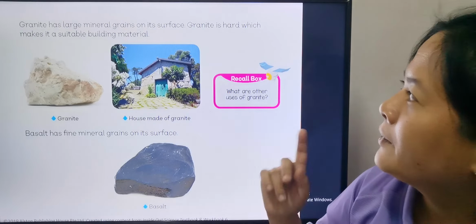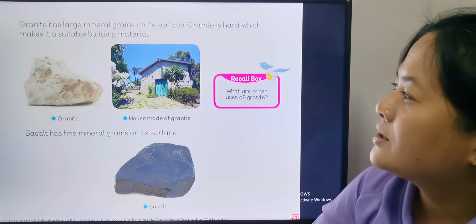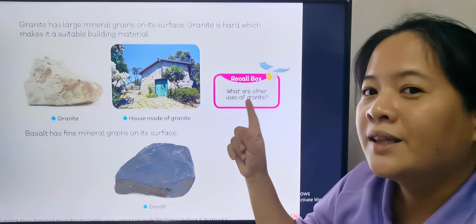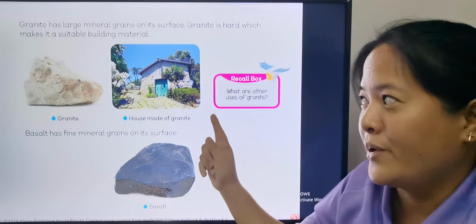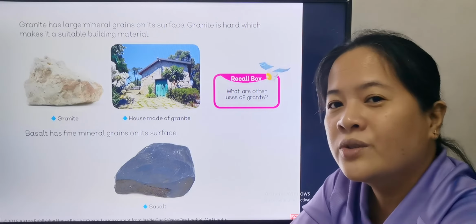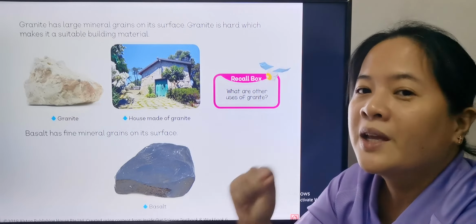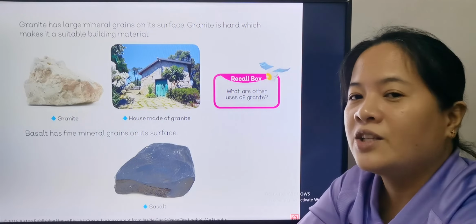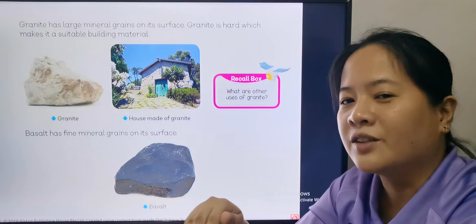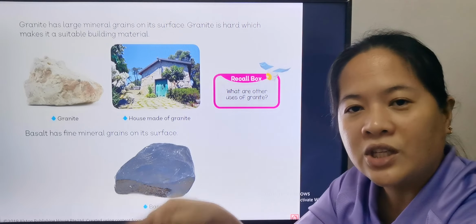Okay, granite is hard, which makes it a suitable building material. What makes granite hard? Okay, because granite is an example of an intrusive igneous rock. Okay, it's magma that changes slowly into rock. Okay, it cools down within the Earth's surface. It does not change into lava.